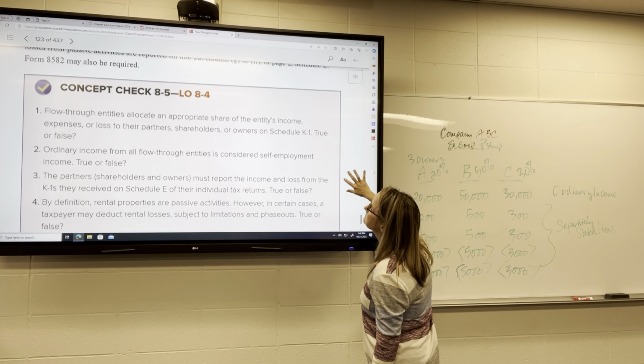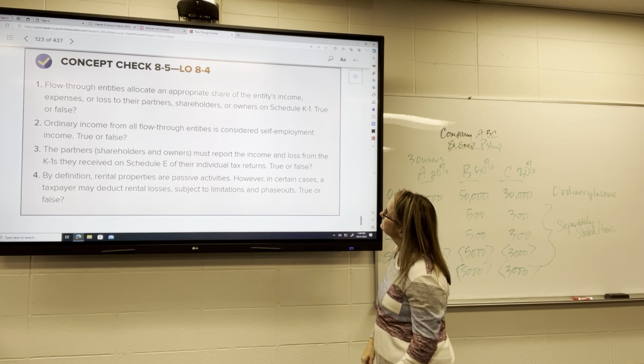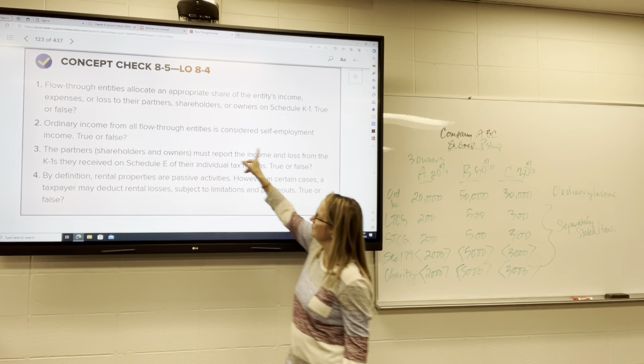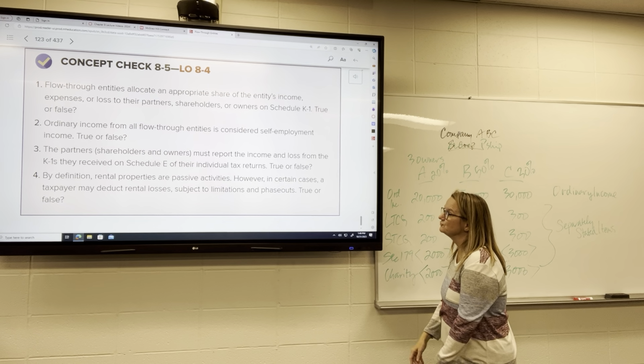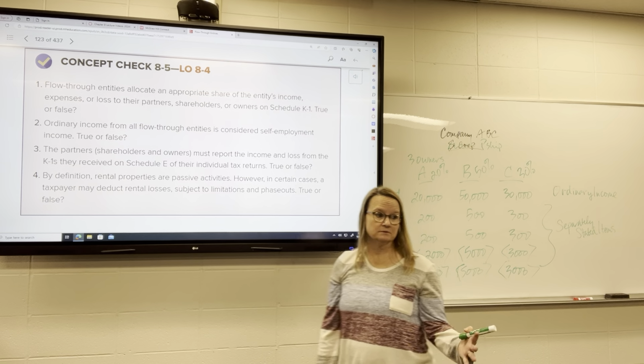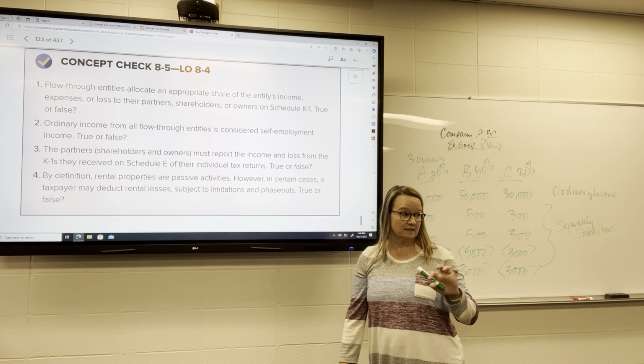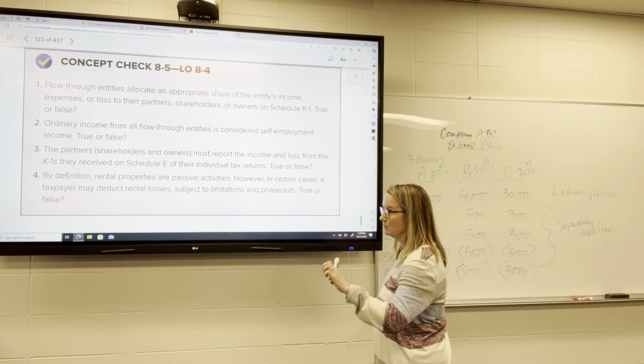Ordinary income. So this one would be false. Number 2, ordinary income from all flow-through entities is considered self-employment income. No, only partnerships. That's if you're actively participating, if you are a general partner.